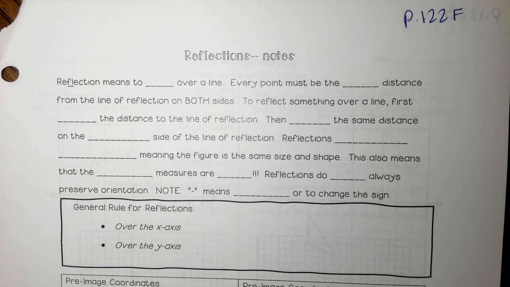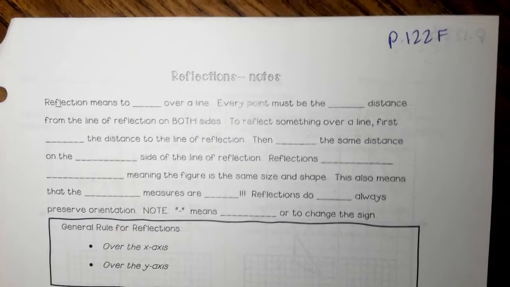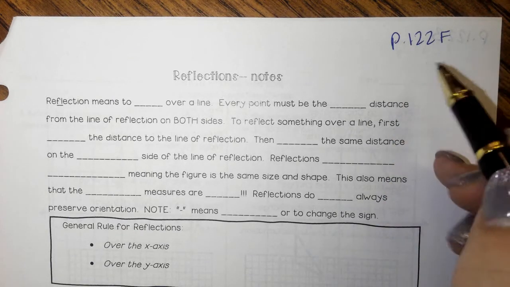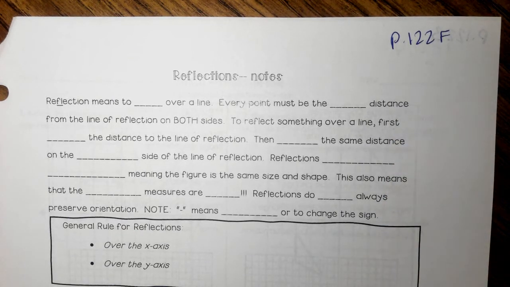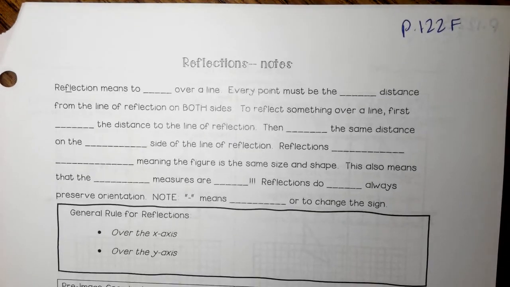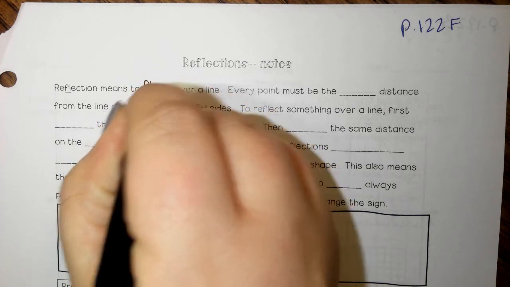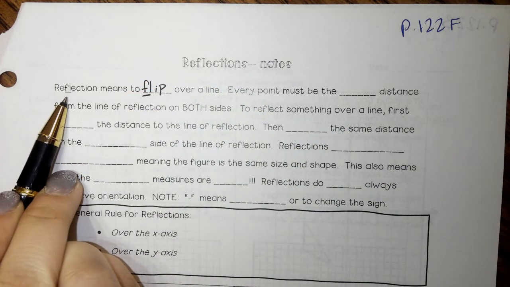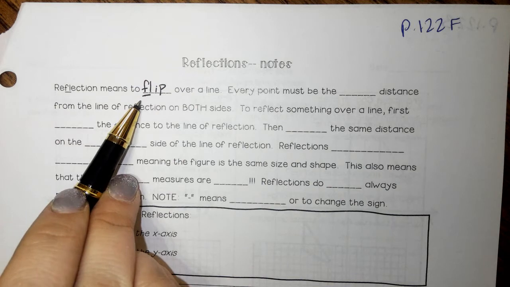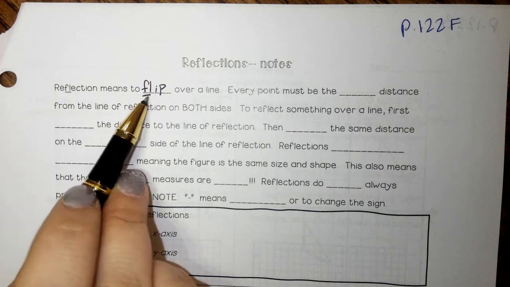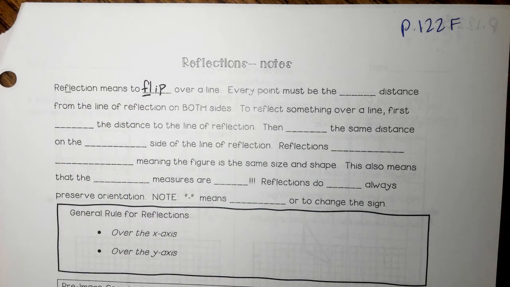In this video, we are going to talk about reflections. So this is the second type of transformation that we're learning this year. For your records, this is page 122 in our binders. We know from a couple of days ago that reflection just means to flip over an axis. I underline FL in reflection. That reminds me that this is just a flip because flip starts with FL.